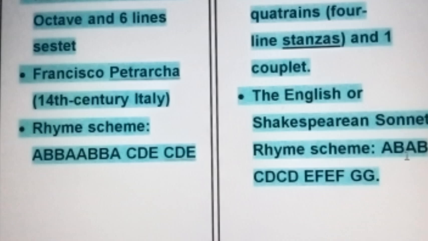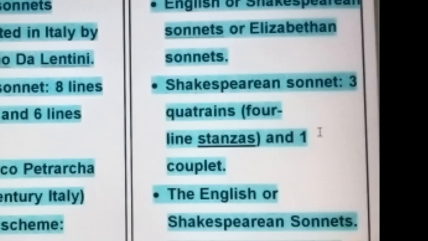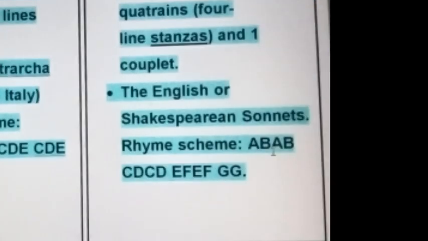Then the sonnet came to England. The English or Shakespearean sonnet is also called the Elizabethan sonnet. The Shakespearean sonnet has 3 quatrains, that is 4-line stanzas, and 1 couplet. The English or Shakespearean sonnet's rhyme scheme is ABAB, CDCD, EFEF, GG. The sonnet was introduced into English by Surrey and Wyatt.